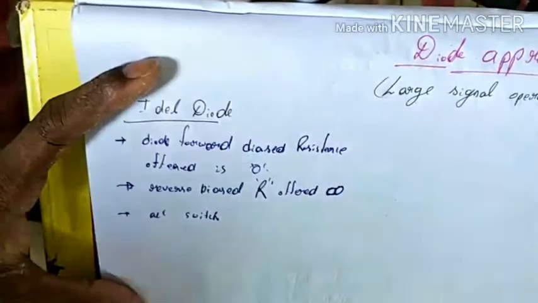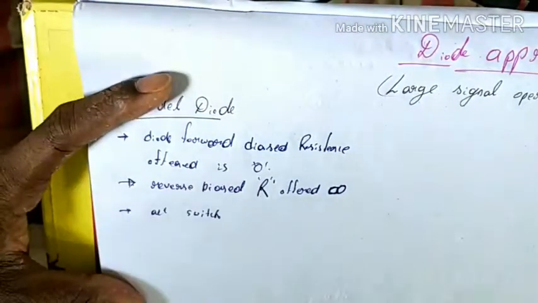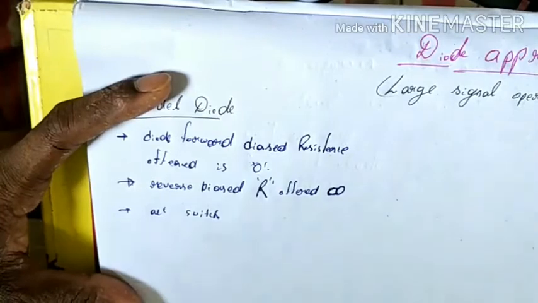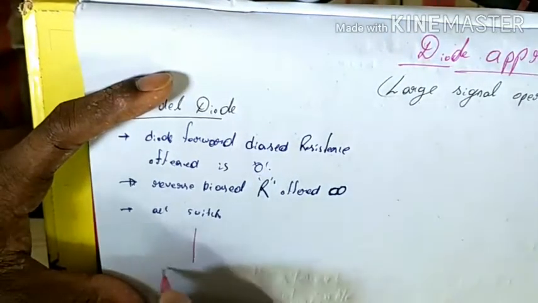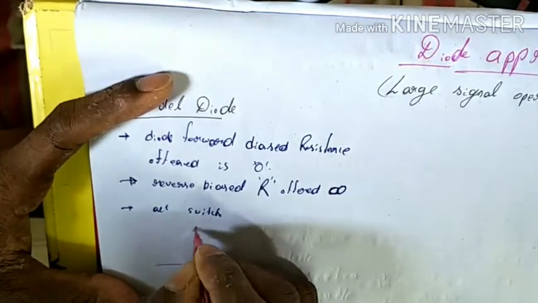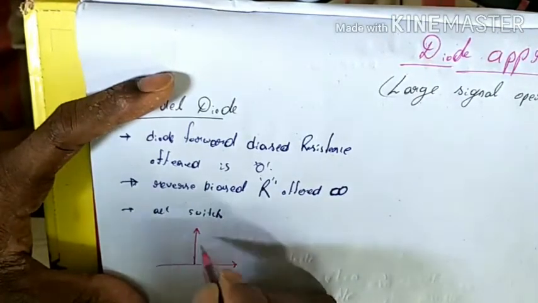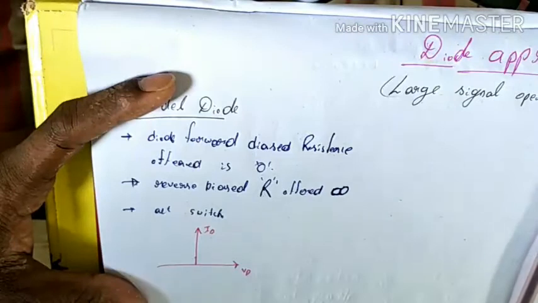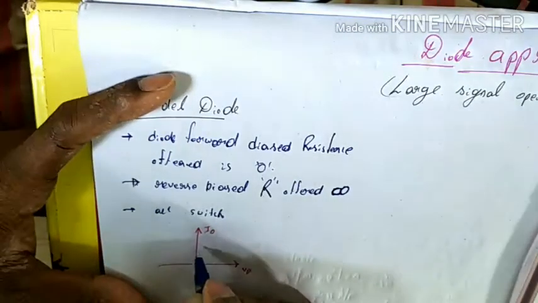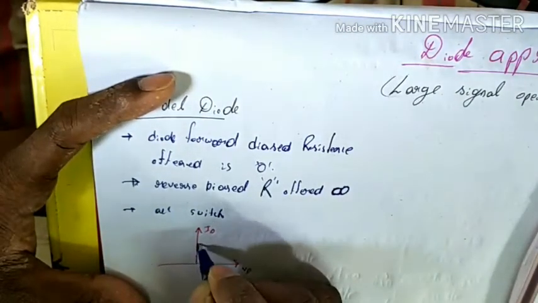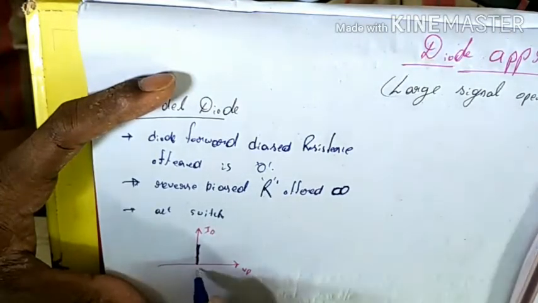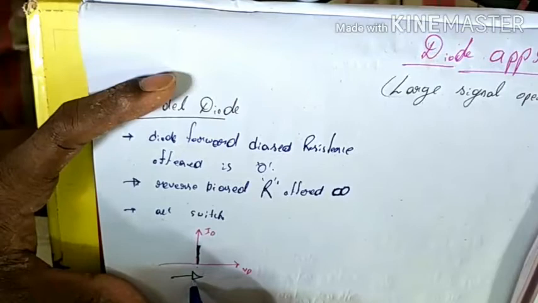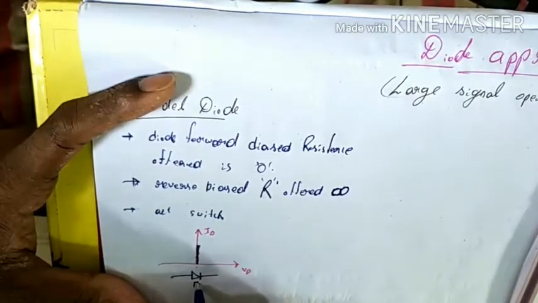And the characteristics of the ideal diode. Here it is, the characteristics of the ideal diode, ID and VD. See, this is the exact characteristics of the ideal diode. Here it is VD, and the symbol is like this, diode.